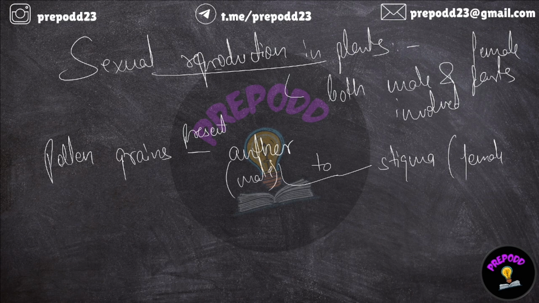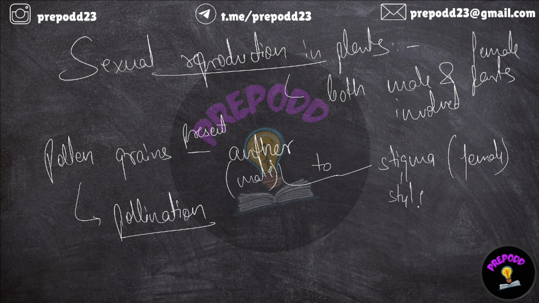So the transfer of pollen grains from anther to stigma, that is from the male part to the female part, is termed as pollination. Okay, so basically the transfer of pollen grains is from anther to stigma. Okay, so it is termed as pollination and it is the sexual process in plants. Okay, so basically first the pollen grains travel from the anther, then to the stigma, then the style, and then the ovary.